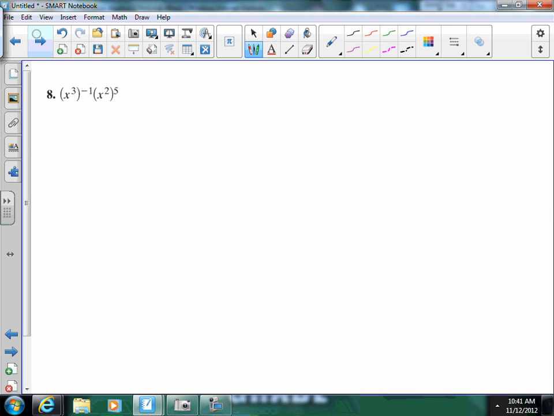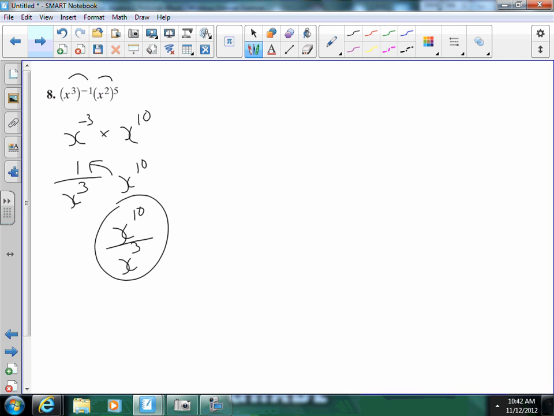Number 8 becomes x to the negative 3, x to the 10th. Okay, we're just doing that multiplication. This becomes 1 over x cubed. X to the 10th goes up top. We have x to the 10th over x to the 3rd. Actually, I should probably combine these two right now. This is the division property. We'll do that later, but we haven't done it yet. So now negative 3 add 10 gives us 7. This is x to the 7th. What you'll find out later is that we can start to cancel these, and we still end up with x to the 7th. But we'll learn that later.